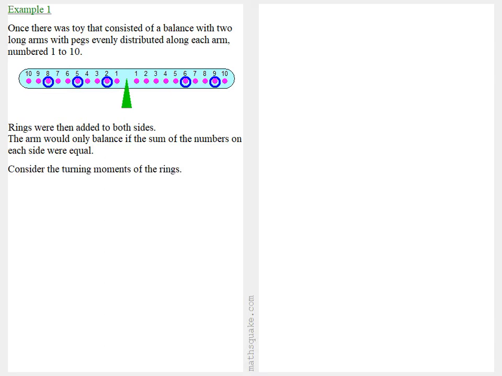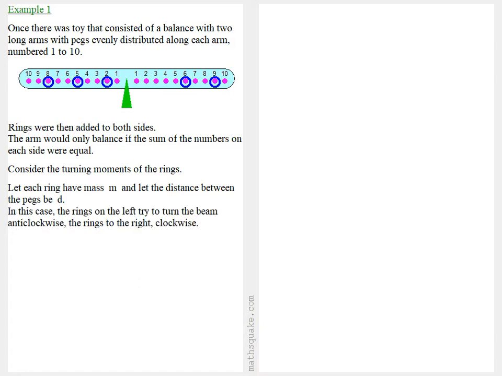In the example here, consider the turning moments of the rings. Let each ring have mass m and let the distance between the pegs be d. In this case, the rings on the left try to turn the beam anti-clockwise, the rings to the right turn it clockwise. Now the force down on each ring is mg, so the anti-clockwise turning moment, ACTM, is equal to mg times 8d plus mg times 5d plus mg times 2d, which is 15 mgd.